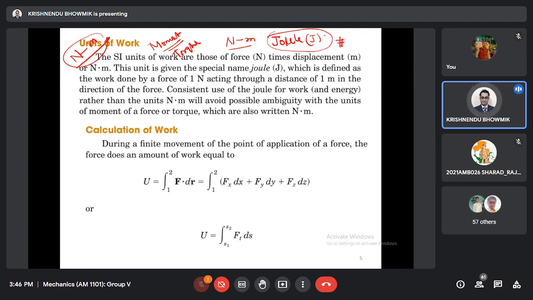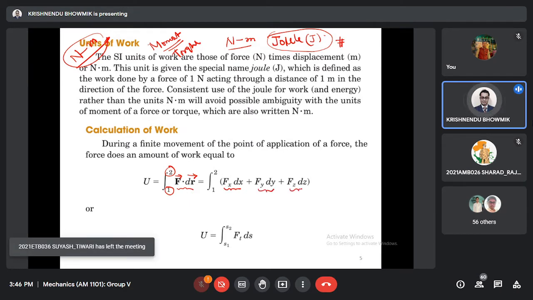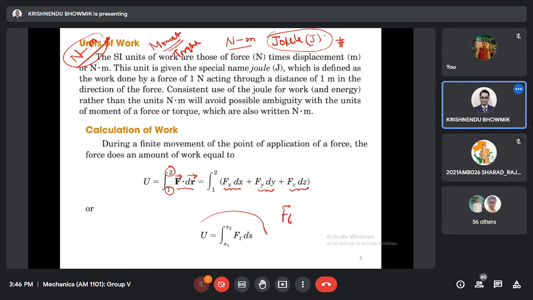Now when we are calculating work done in three-dimensional cases, moving from point 1 to point 2, it is the dot product of F dot dr. So component wise, Fx dx, Fy dy, Fz dz. If we have only one direction, then F multiplied by x. Or sometimes we can write in terms of Ft multiplied by ds, from S1 to S2, so position 1 to position 2.